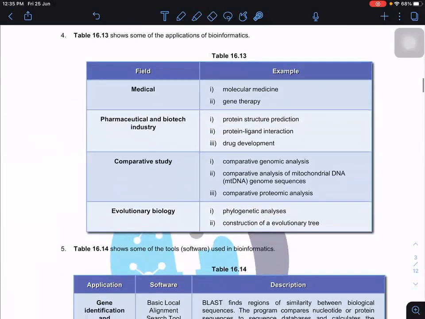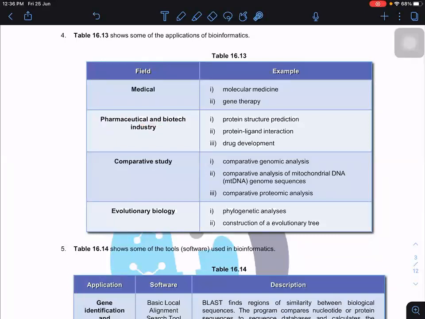So how do we apply this bioinformatics system? We can apply it in the medical field, for example, in molecular medicine. Like for example, just now we looked at the microarray. The microarray tells me that this gene is expressed, so we're going to search for a suitable drug to be used. Clear enough? Gene therapy, we're going to learn in the next subtopic next week.